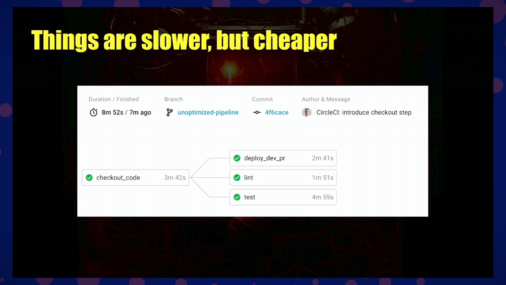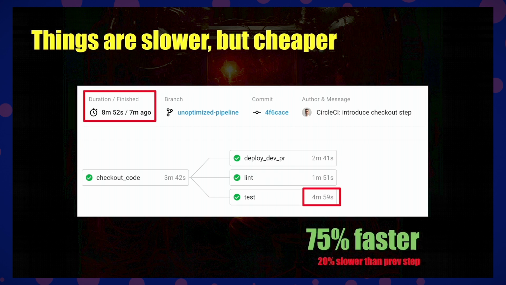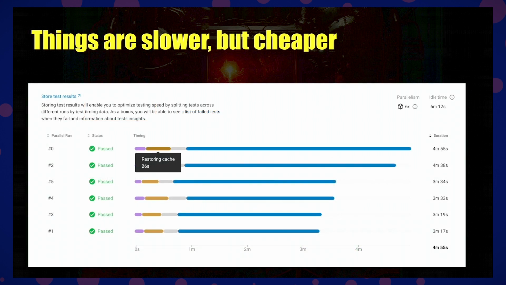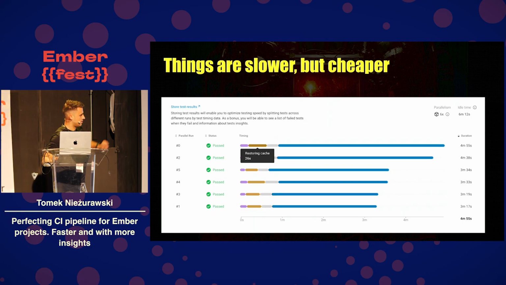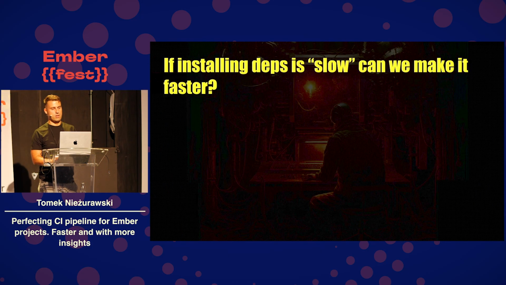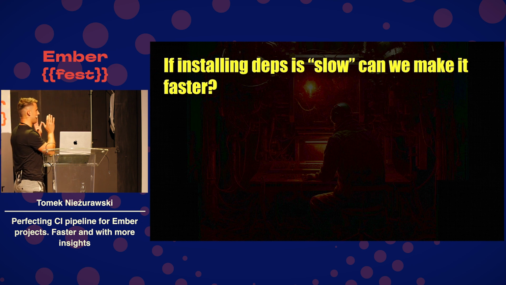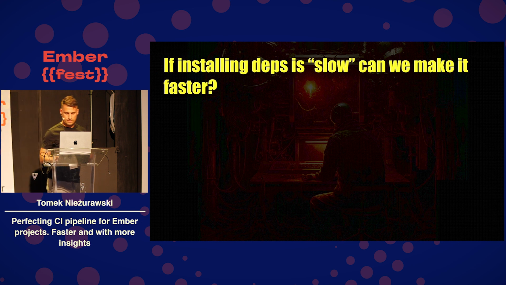We can also look at the test. Do I have a slide? Yeah. Things are actually faster on the tests, but because we have an extra step, we got a step back. We are 75% faster, not 80 anymore, 20% slower than the previous step. But we are saving money. And when we look into details, we can see that restoring cache is much faster than installing dependencies. So, if installing dependencies is slow, can we make it faster?